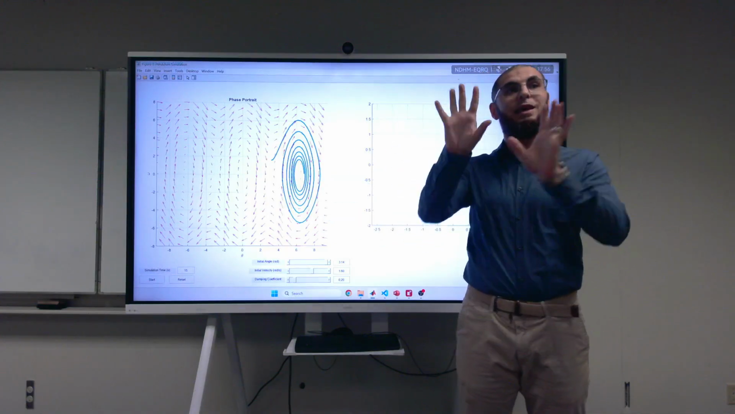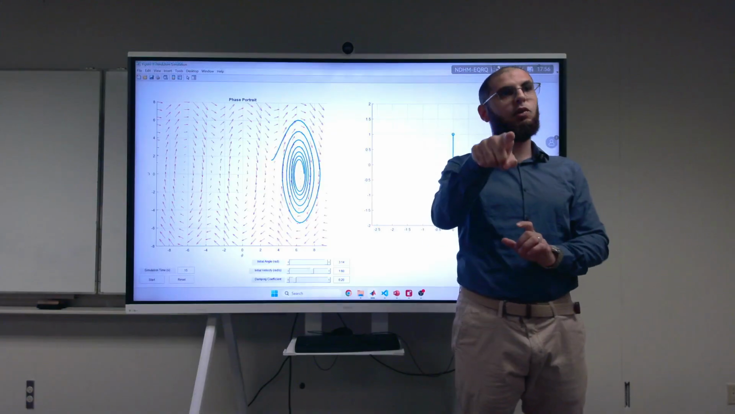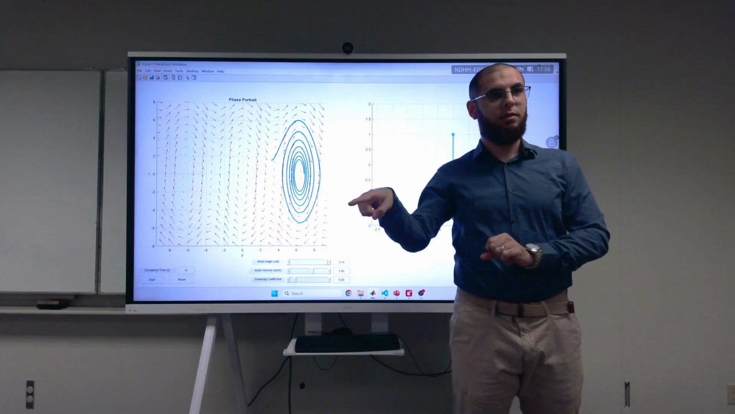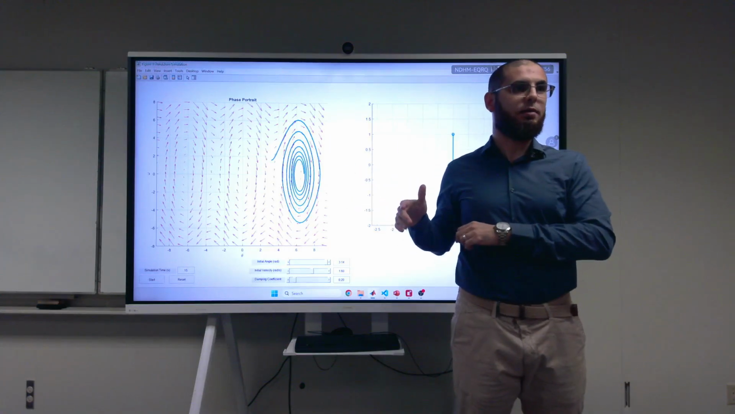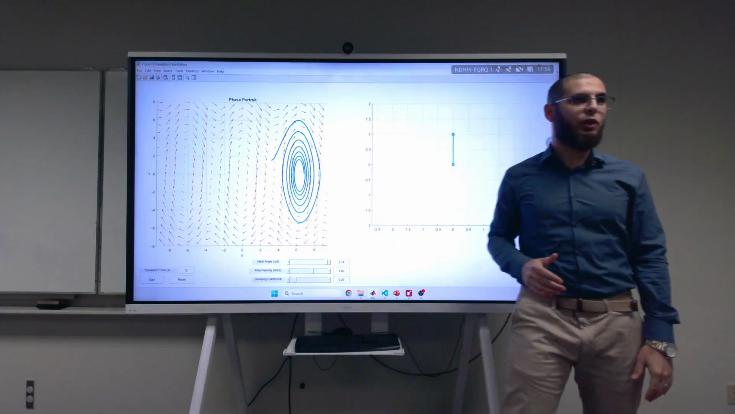How can we actually just look at f of x and say that this equilibrium point is stable and this is unstable? That's exactly what we're going to be doing with the Lyapunov method. That's exactly what we're going to be doing next.